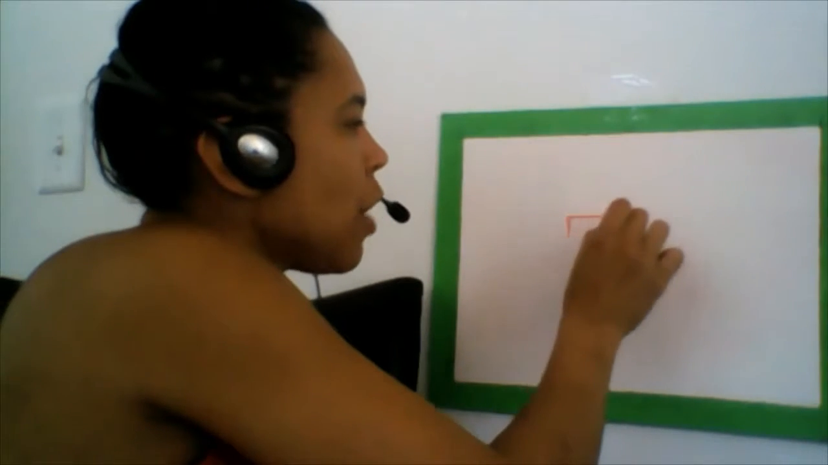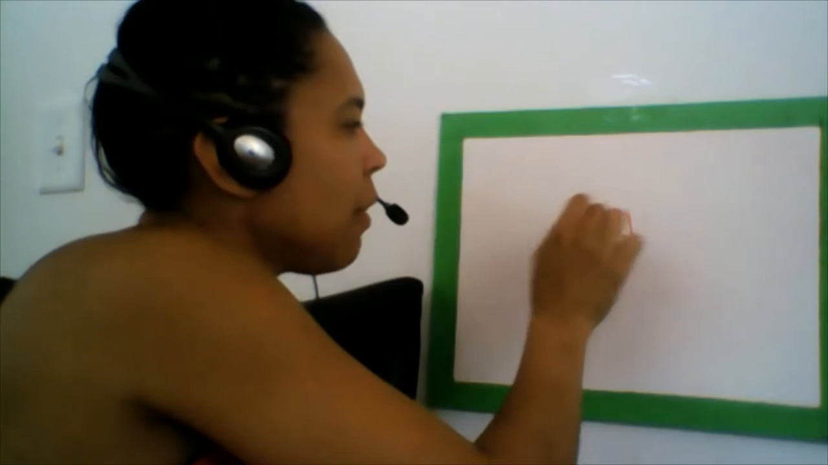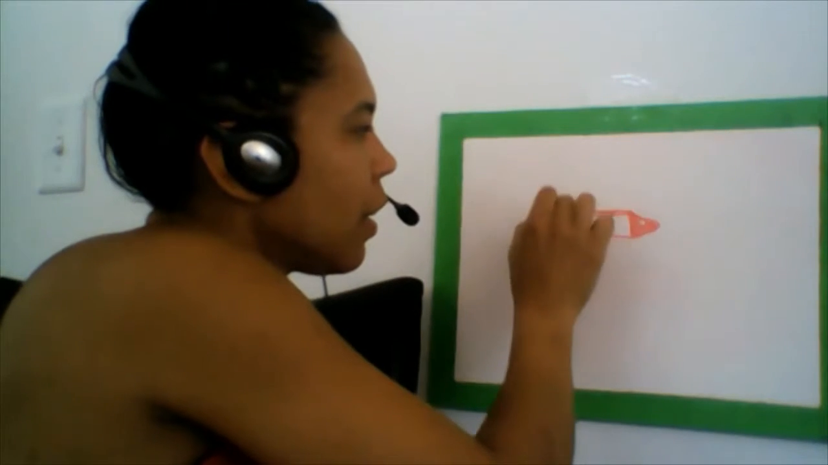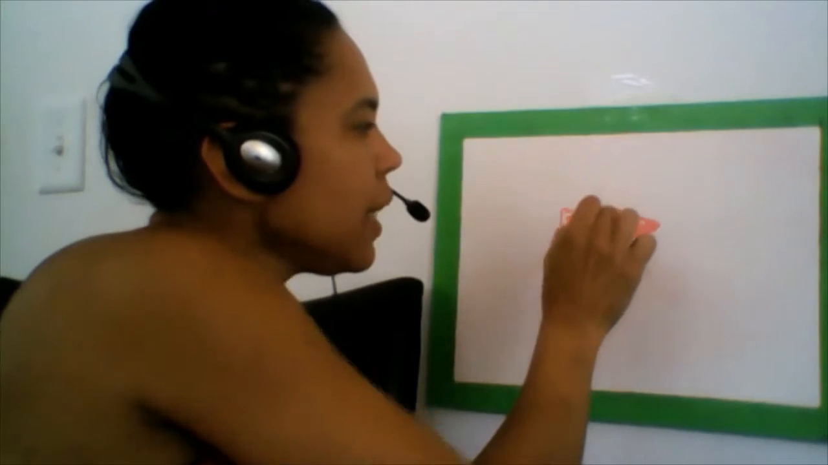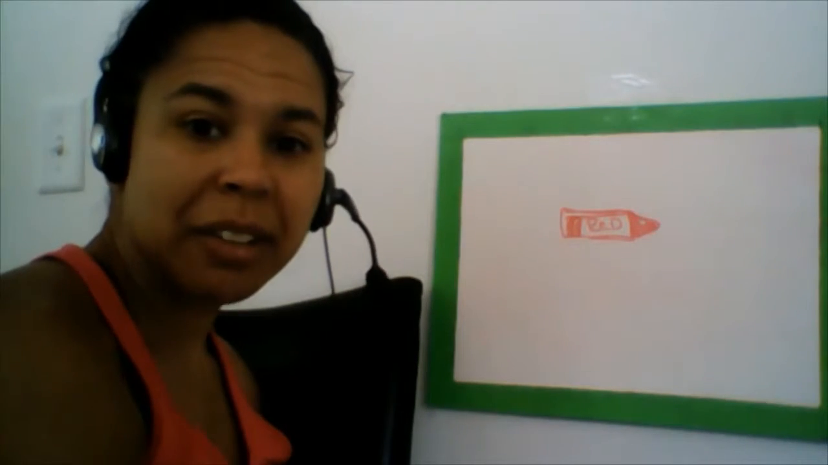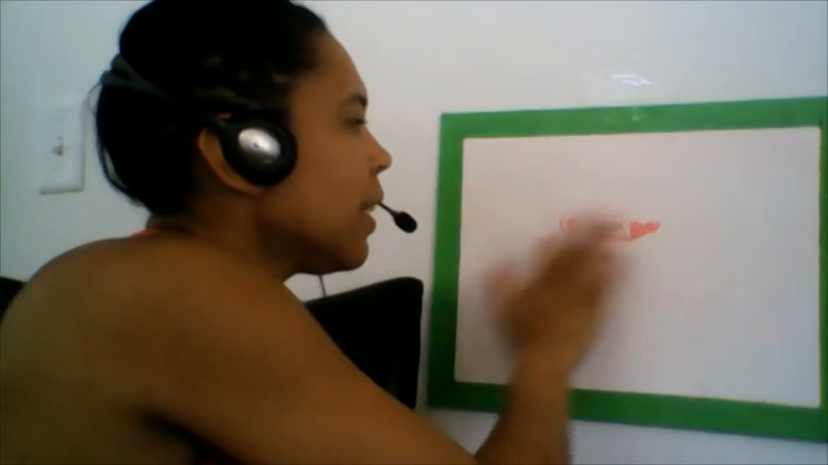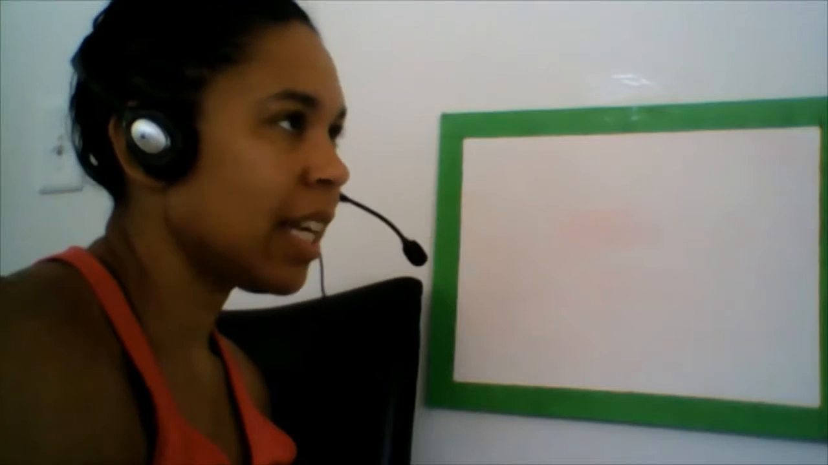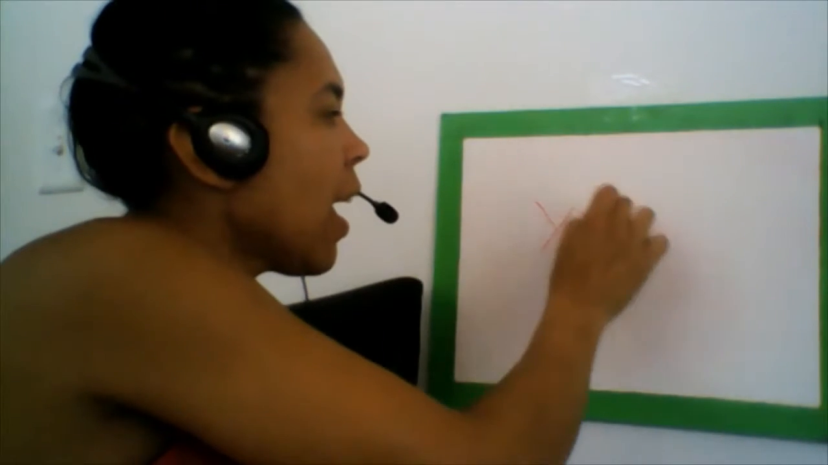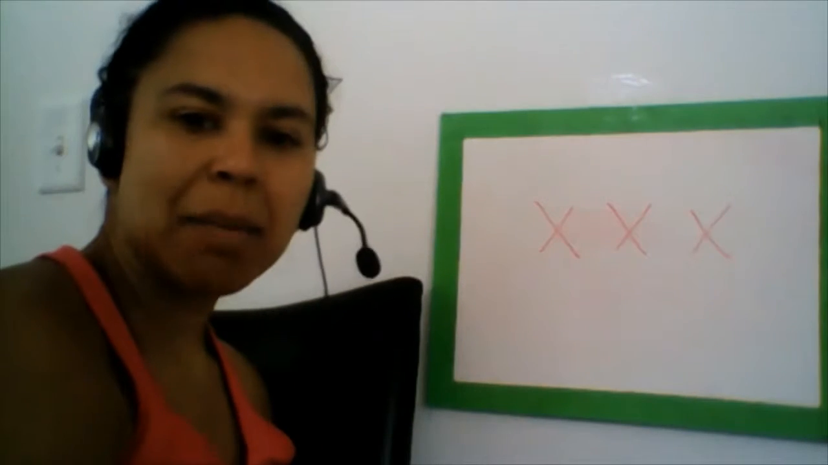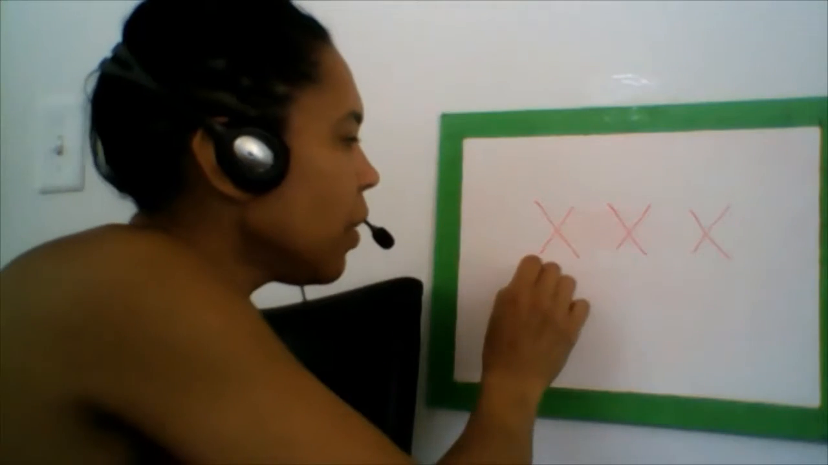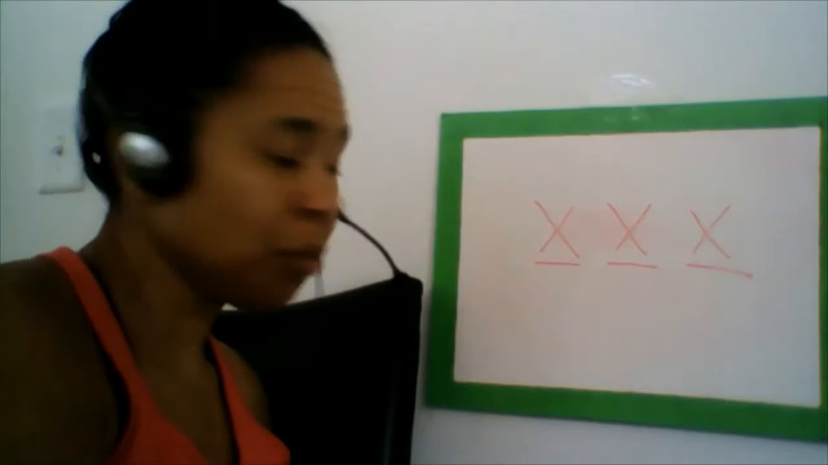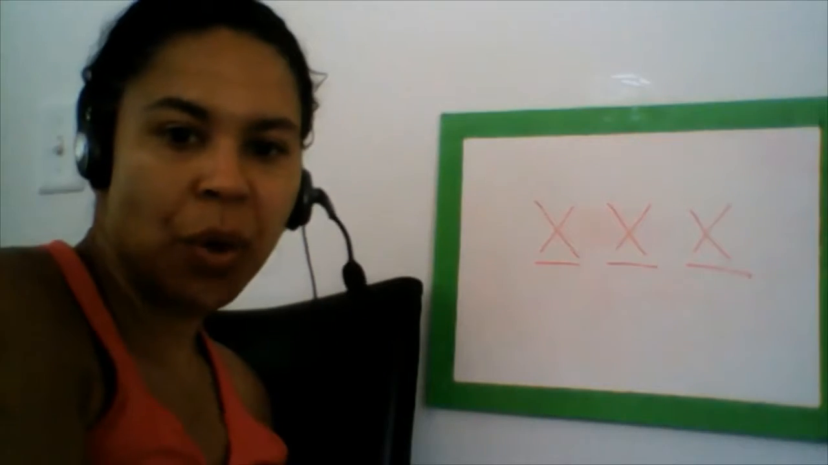So first, I'm going to draw you guys a little picture and see if you can figure it out. What does that look like? A red crayon. So let's look at red. What sounds do we hear when I say r, e, d? How many sounds do we see or hear? 1, 2, 3. Yes, right. I needed 3 boxes or 3 X's for the word red.